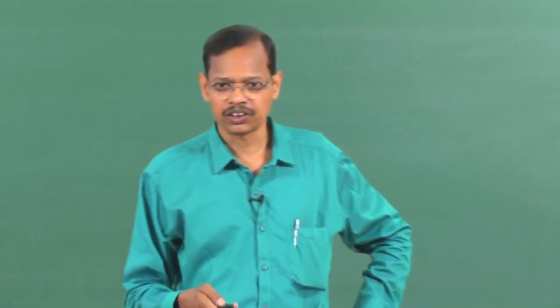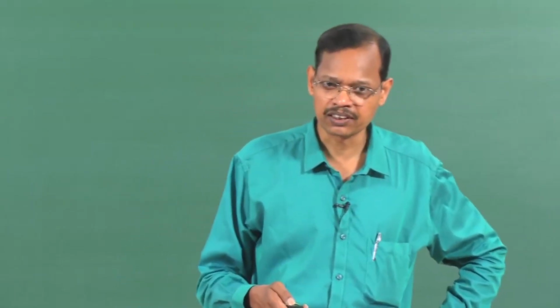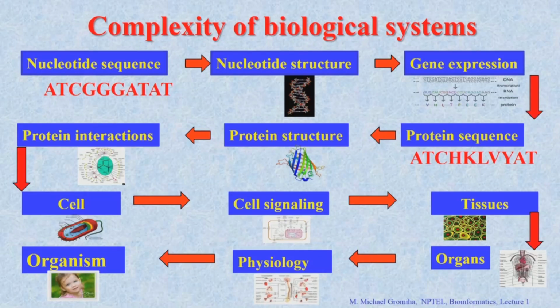I will explain how bioinformatics is important in different complexity of living systems. If you talk about the complexity of biological systems, we have different levels. First we start with the DNA nucleic acid sequence. Then we develop the nucleotide structure. We start with the different nucleotide bases: A, T, C, G.